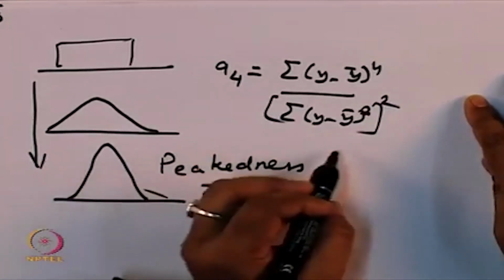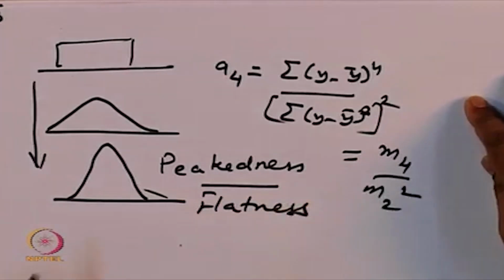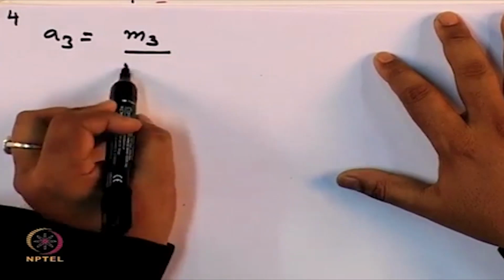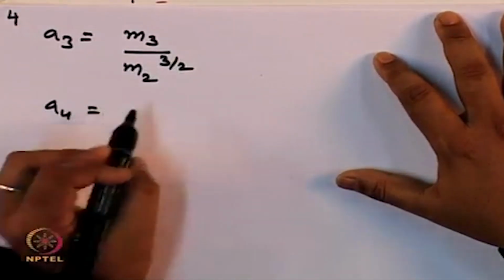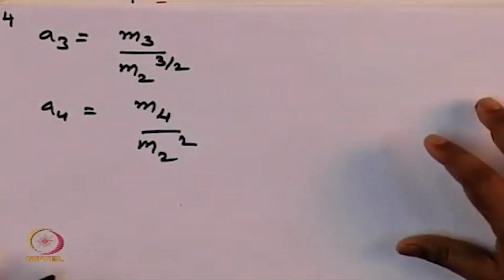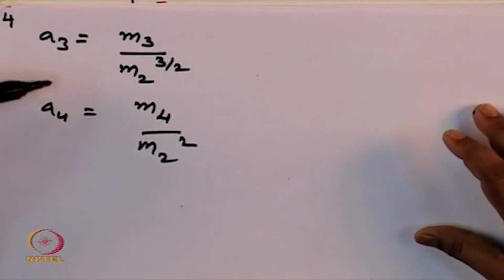Okay. So, this is nothing but M4 by M2 square. If we compare our definition of A3 and A4, A3 was defined as M3 by M2 whole to the power 3 by 2, and A4 is defined by M4 by M2 whole square.